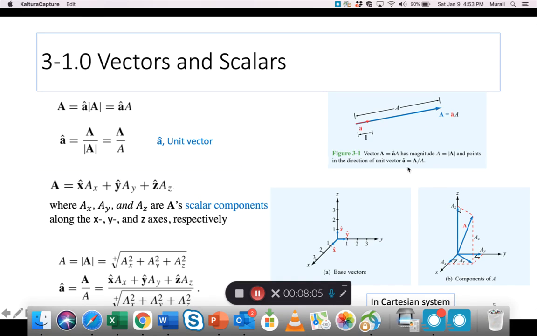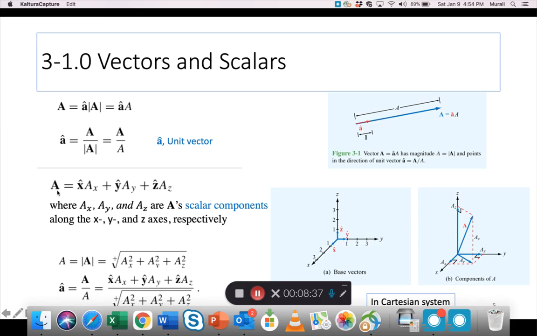Now, a unit vector can also be defined as the original vector divided by the magnitude, right? So that's what you see here. Small a is a unit vector, and the big A, bold A, which is the vector, can be written as a times magnitude, or unit vector times its magnitude. So if you take A to one side, then you get vector A by mod A, or magnitude A, which is also vector A by A. Okay.